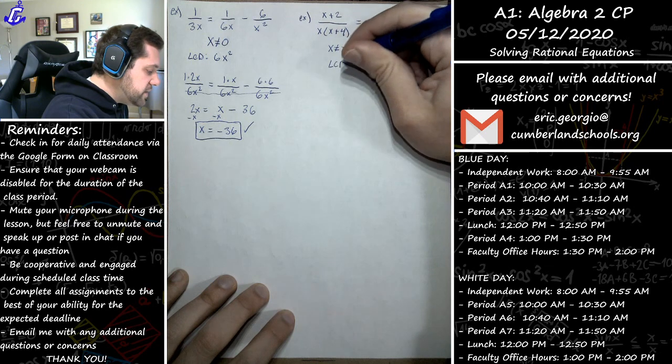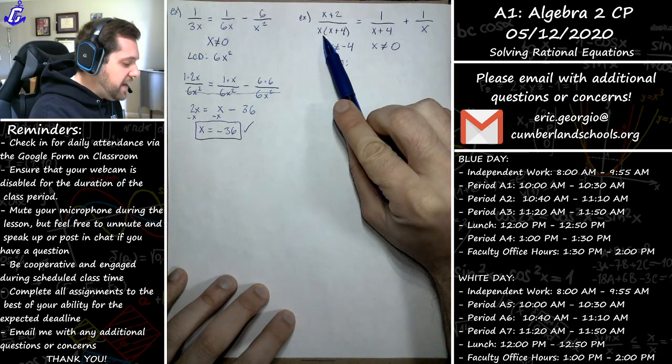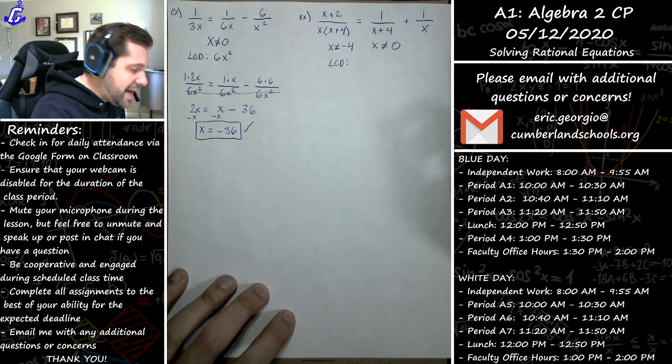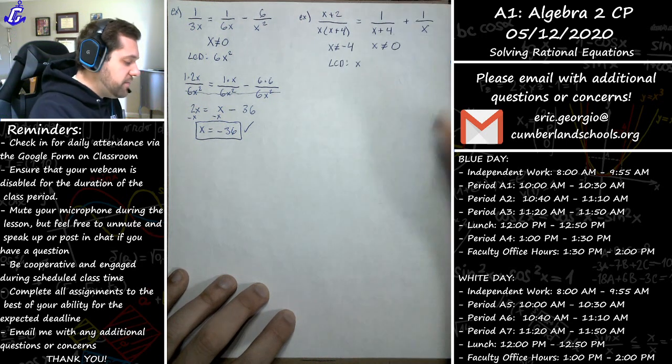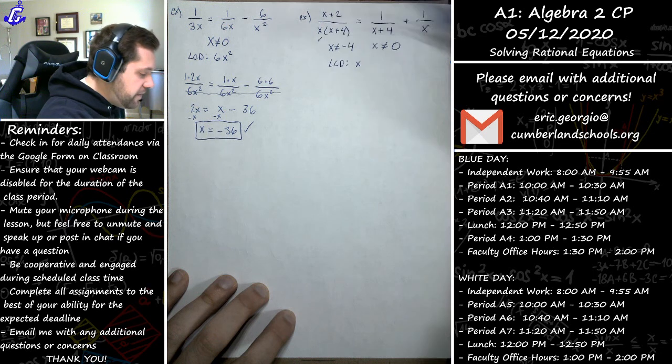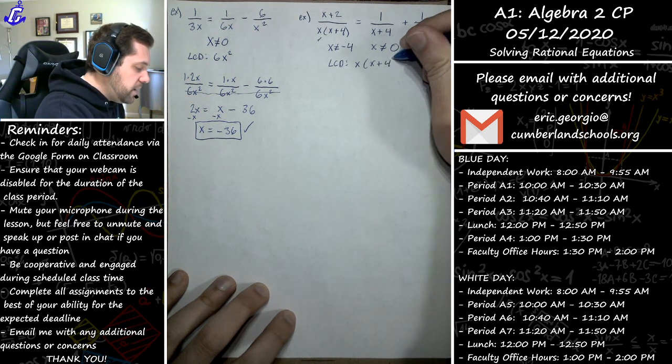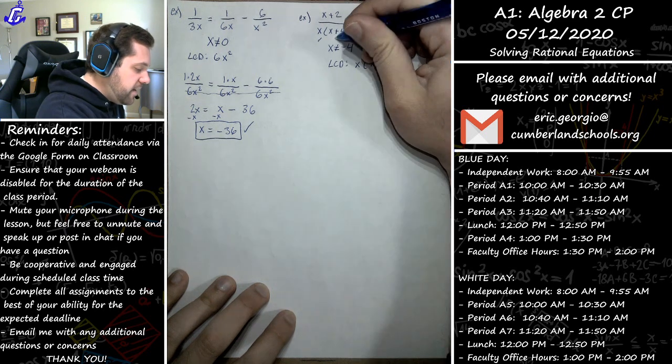Now our least common denominator. Here we have a factor of x, a factor of x plus 4, a factor of x plus 4, and a factor of x. I would need to have an x that makes this happy and this happy. And I need to have a factor of x plus 4 as well, because that now satisfies this guy and that one.